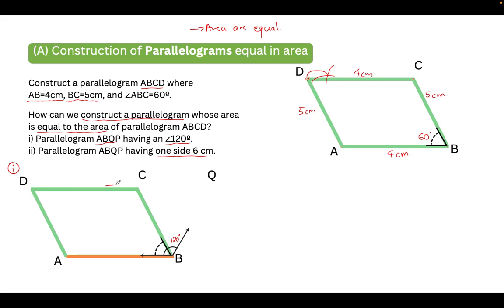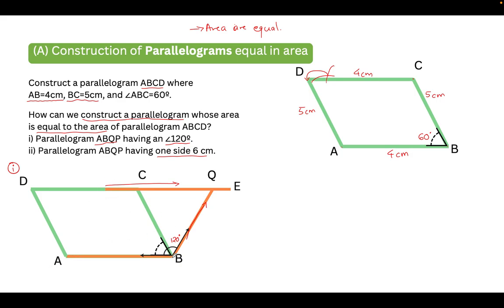extend this DC this way and extend BQ this way, so that these two lines meet at point Q, and this will be one vertex, one corner of the parallelogram. Now as you know, the opposite sides of a parallelogram are equal, so BQ must be equal to AP. So here will be P.